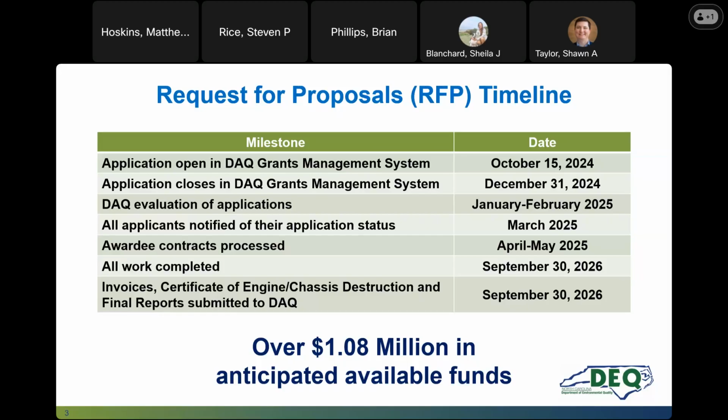For this round, we have a little over 1 million in available funds. It's about 1.08, which is a little less than last year. We had more states participate this year, so that's why the funding is a little bit lower.